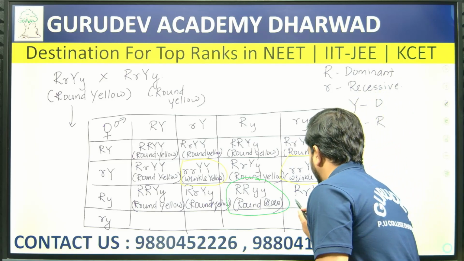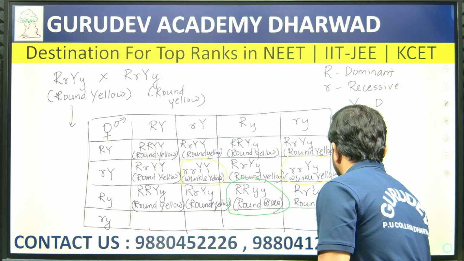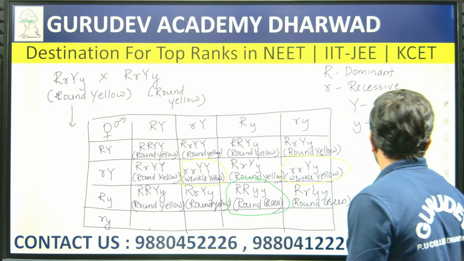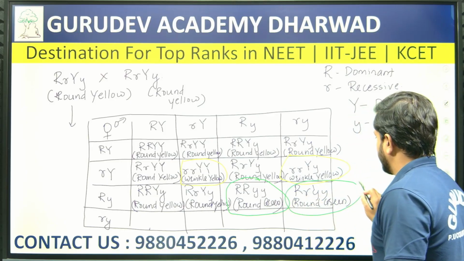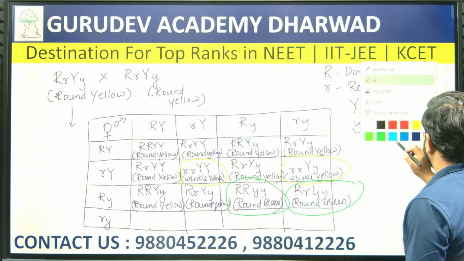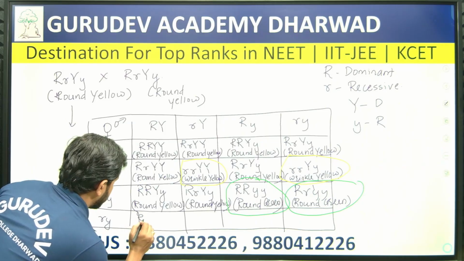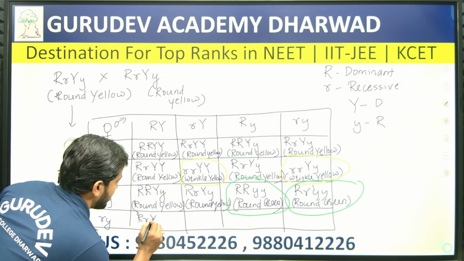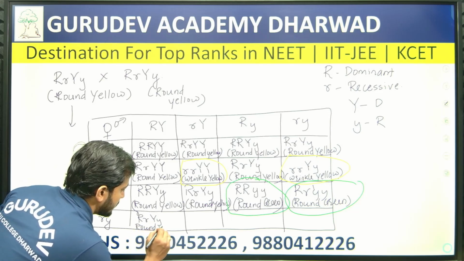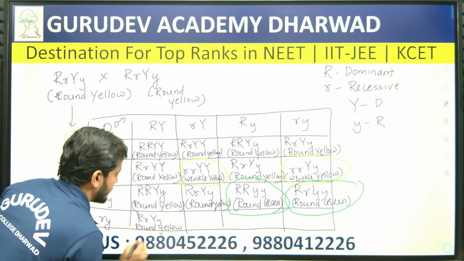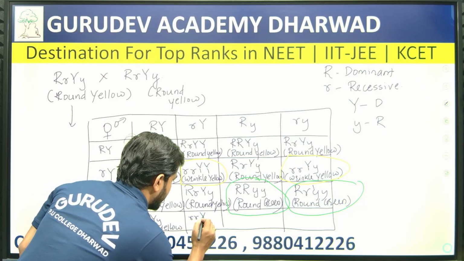Then again what I have got over here is round green, right? So this even I'll mark with respect to the green. Understanding? Then next what I'm going to get over here is capital R, capital Y, small y. This is even going to be round yellow, right?